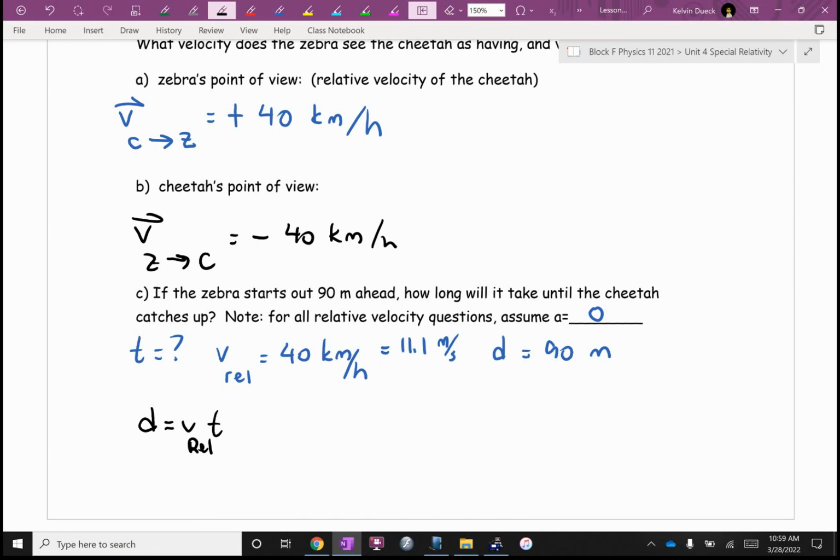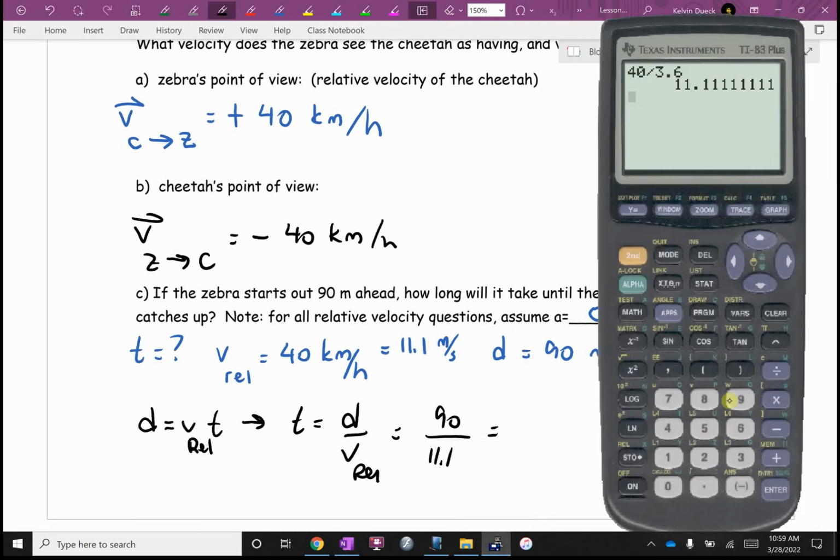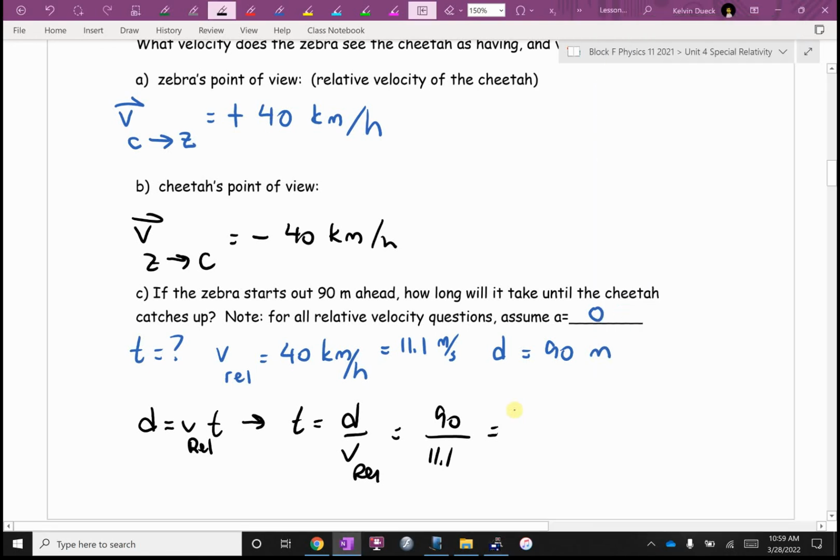Sophie, how would I get the T by itself? Yep. So it's going to be 90 divided by, I'm going to write 11.1, but I'm going to use my answer button. And I get exactly 8.1 seconds. What does that mean? This actually happens all the time. If shelter and safety is 8 seconds away, the zebra is safe. If shelter and safety is 8.2 seconds away, the zebra is lunch.